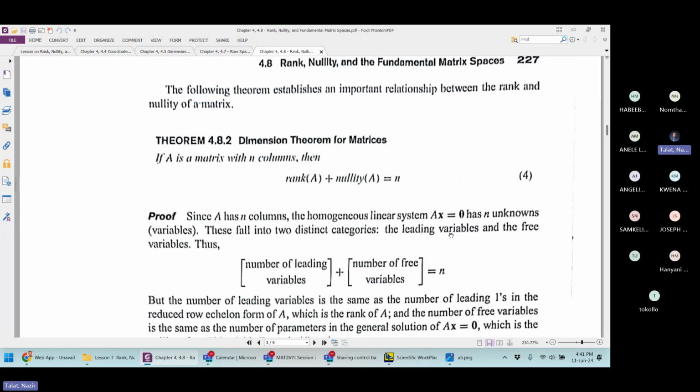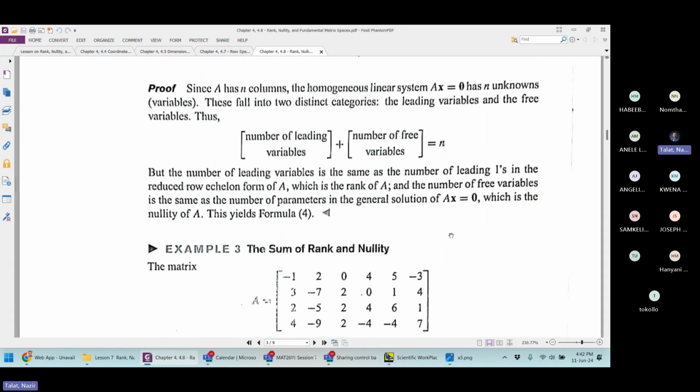Meaning if you have any matrix A with n columns, then the rank, meaning the number of non-zero rows in echelon form, or the number of leading variables in matrix A, plus the nullity, meaning the number of elements in the basis of the solution space of the homogeneous system, is equal to n, the number of columns of matrix A. So that is the standard and fundamental theorem, and one can always check it.